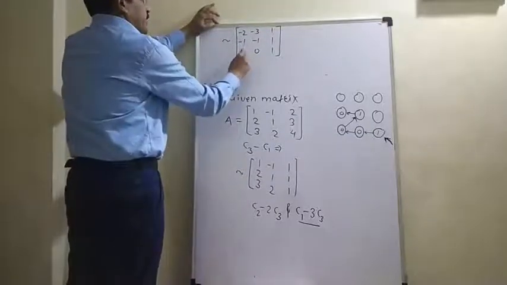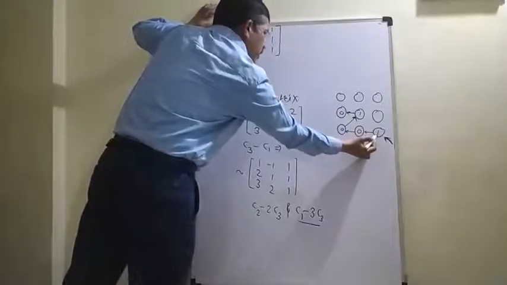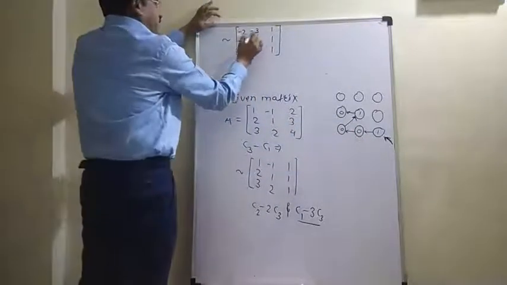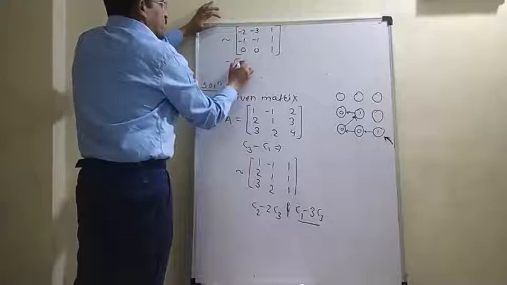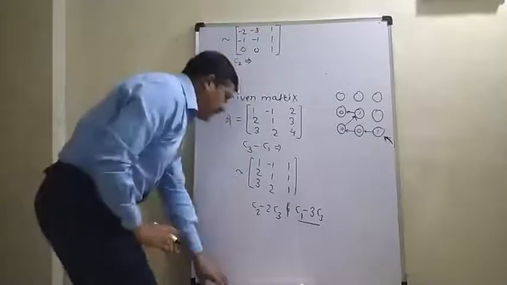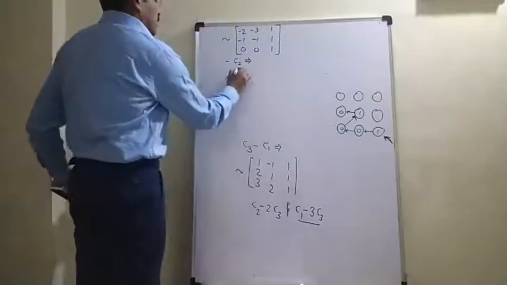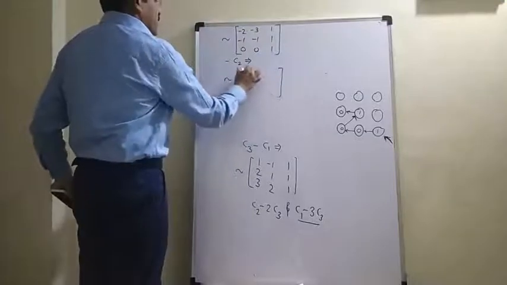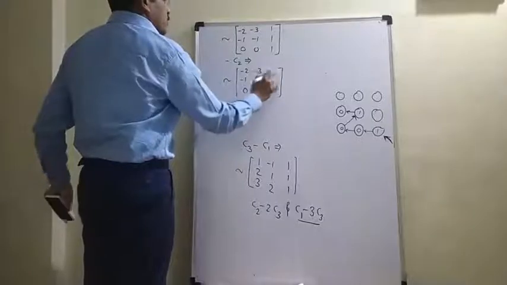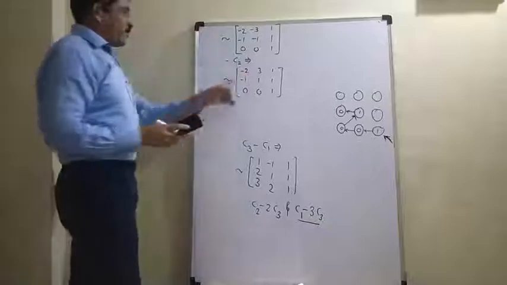Now, we need to bring 1 in this place. It means I have brought 1 here, and 0 here, and I am bringing 1 here now. Let us see how to bring 1 here. Multiplying the second column by the minus sign, minus C2. If I multiply this by minus 1, then I will get the matrix like this: minus 2, minus 1, 0, minus 3, 1, 0, 3, 1, 0, 1, 1, 1. I am multiplying the second column by the minus sign. Now, I have brought 1 here.